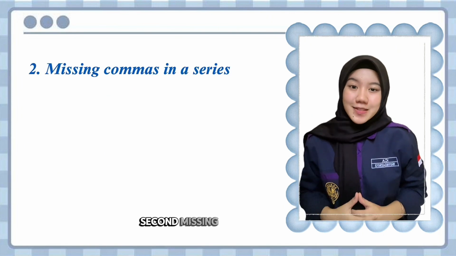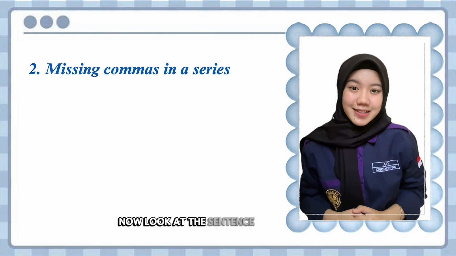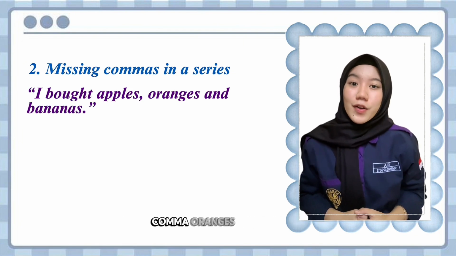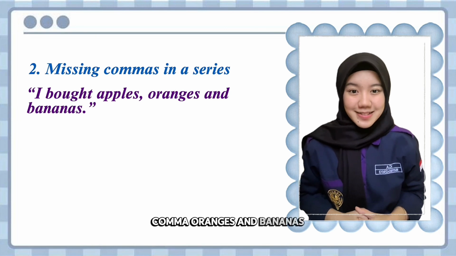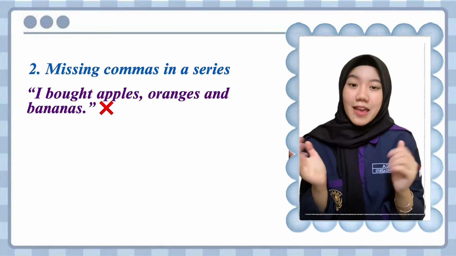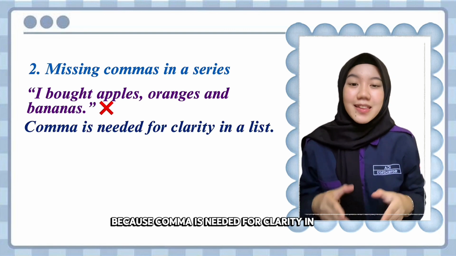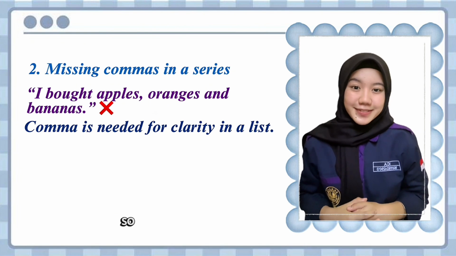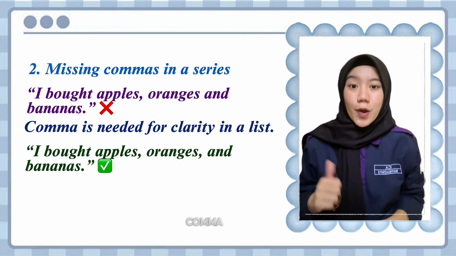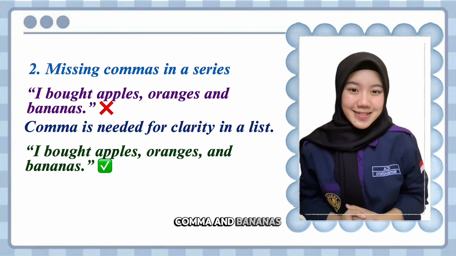Second, missing commas in a series. Now, look at this sentence. I bought apples, oranges, and bananas. Why is it wrong? Because a comma is needed for clarity in a list. So, the correct answer is I bought apples, oranges, and bananas, with a comma after each item.